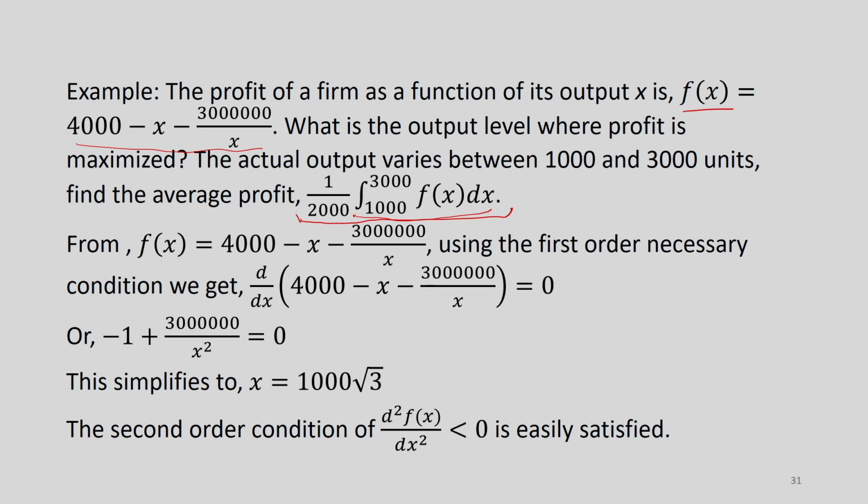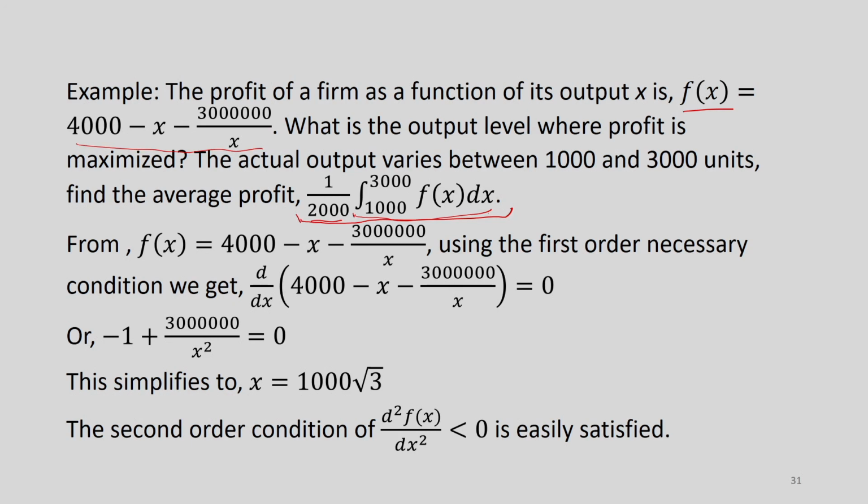And what is the average profit? It is the total profit divided by the midpoint between 1000 and 3000. So, this is the midpoint 2000. So, that is how this is the average profit.